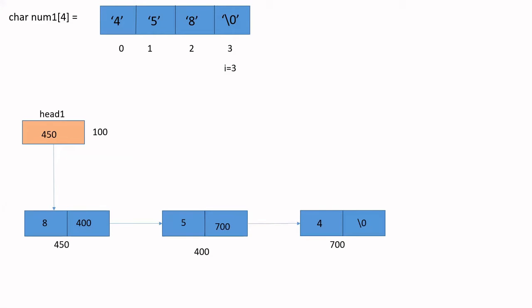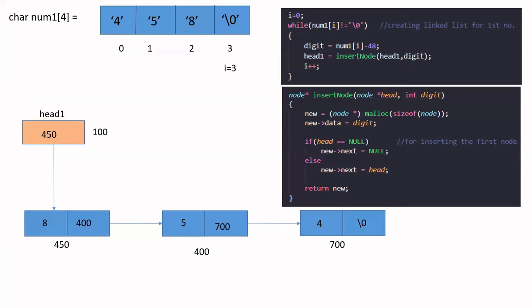So we have successfully created the linked list for the first number given. Now I equals 3, as it is null. We have reached the end of the string, so we'll stop. So this is the code for that.